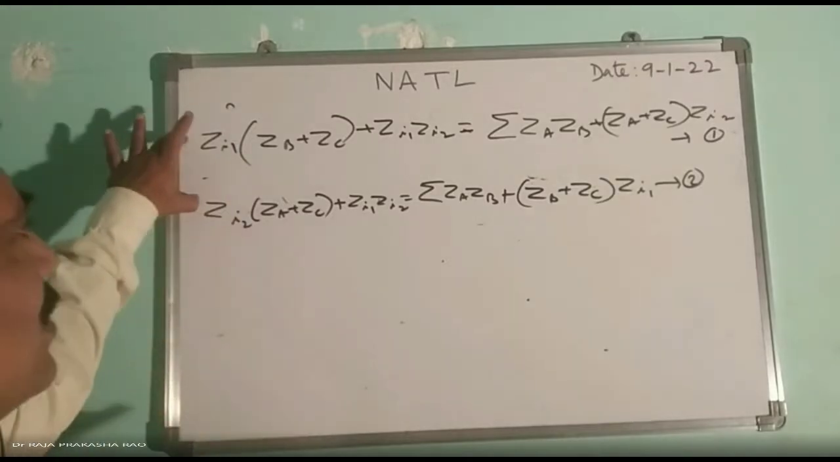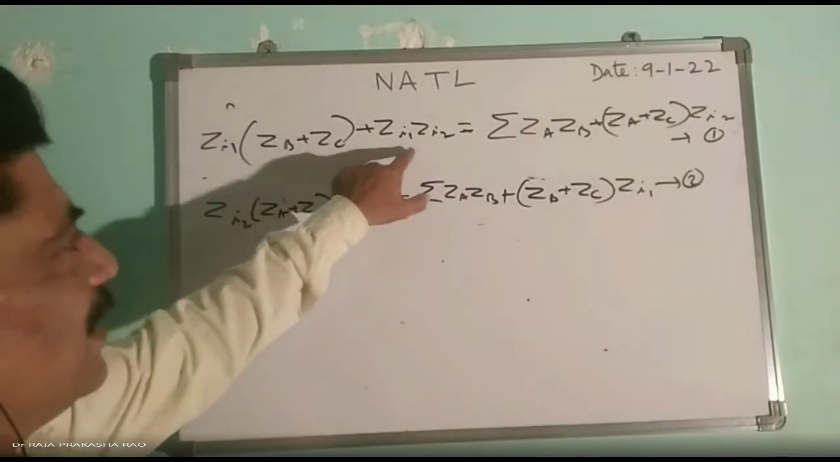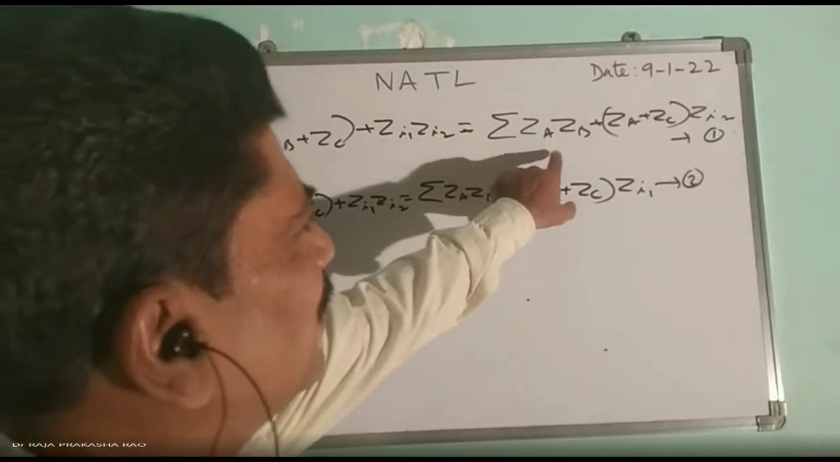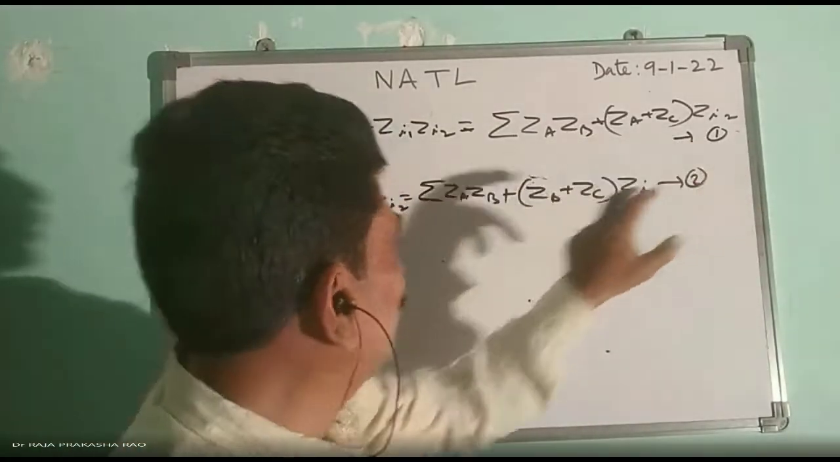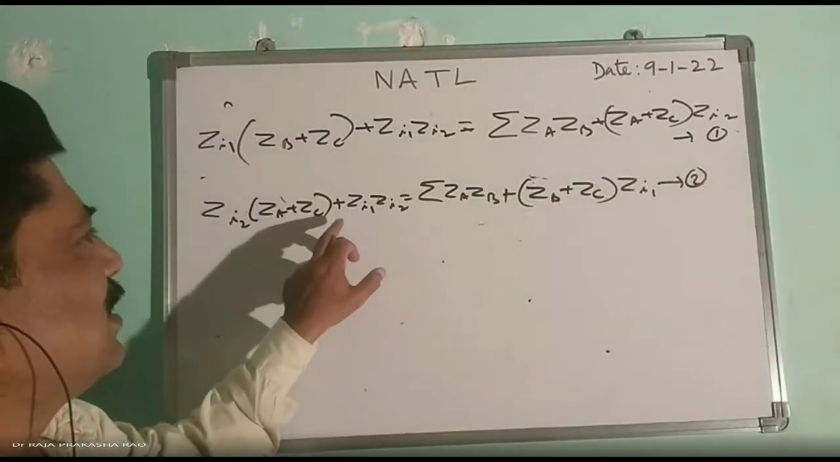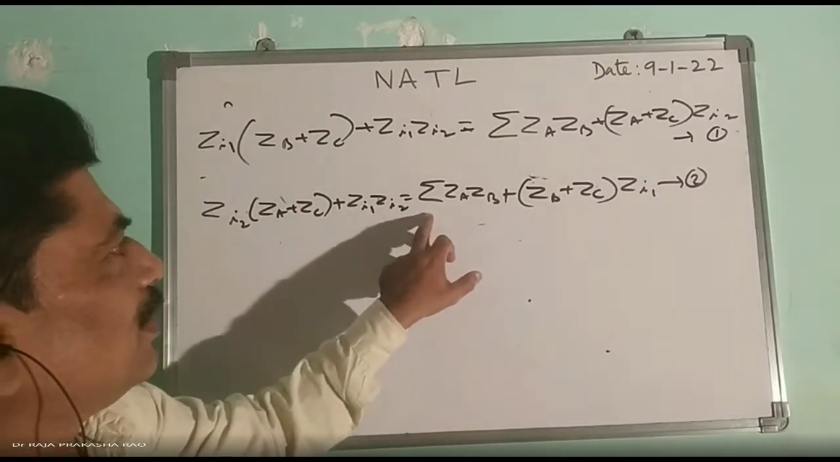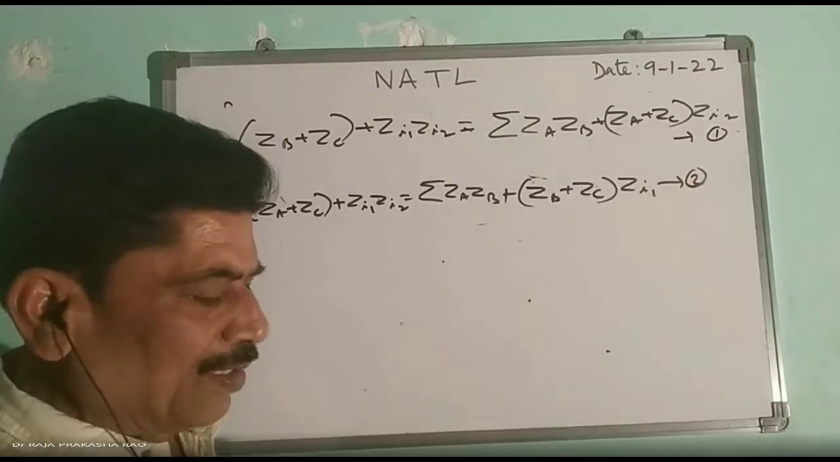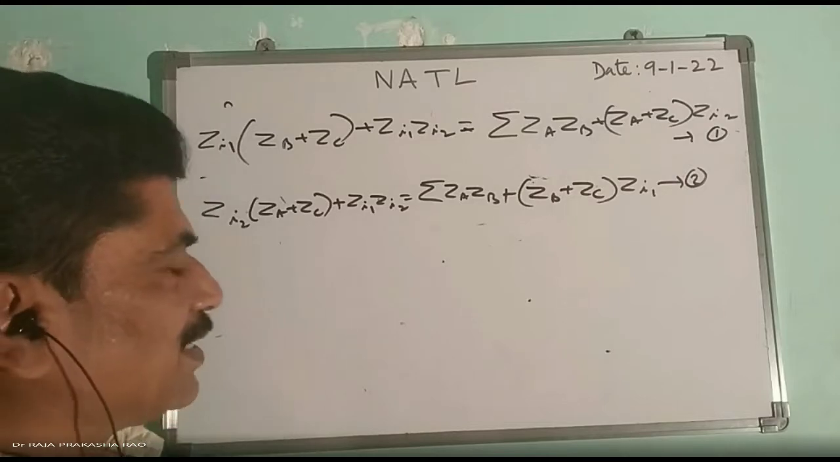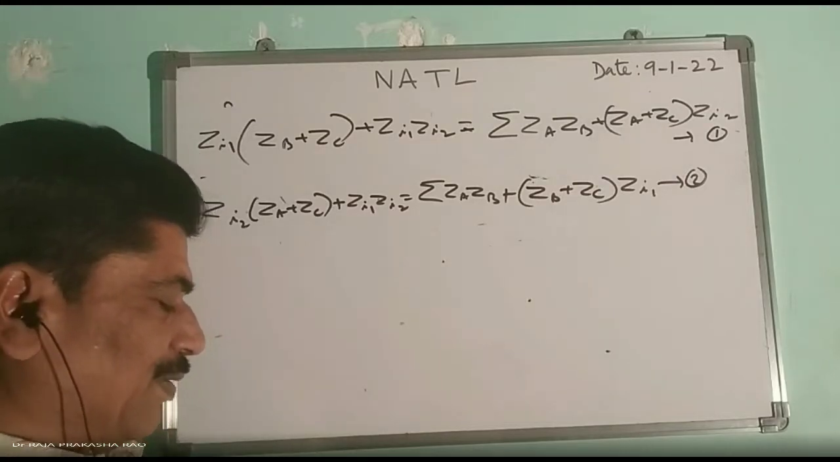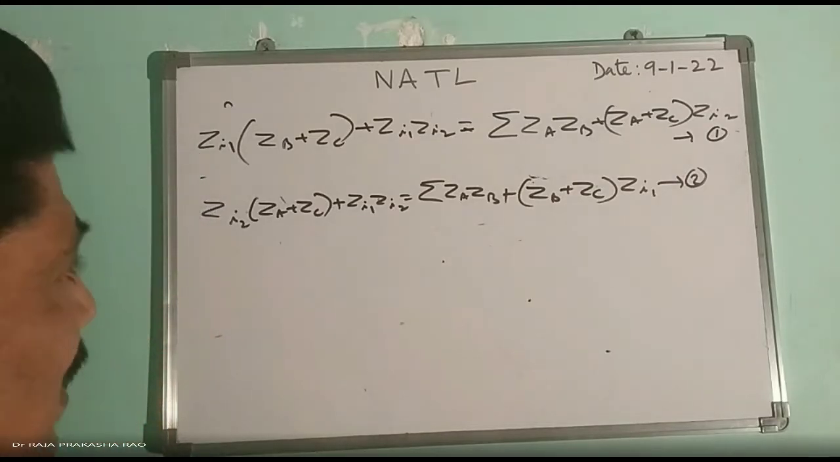These are the main equations now. ZI1 into ZB plus ZC plus ZI1 ZI2 equal to sigma ZA ZB plus ZA plus ZC into ZI2, and ZI2 into ZA plus ZC plus ZI1 ZI2 equal to sigma ZA ZB plus ZB plus ZC into ZI1. These are the two equations. From these two equations, let us find out what is ZI2 and what is ZI1 ZI2. So first let us add these two now.